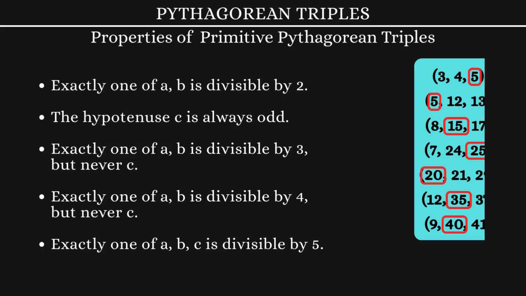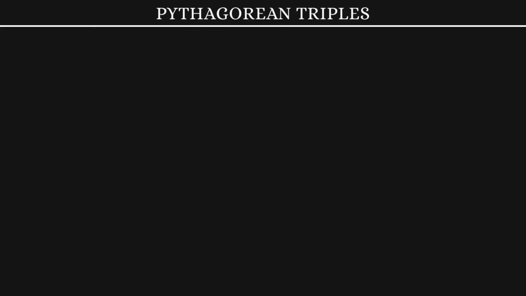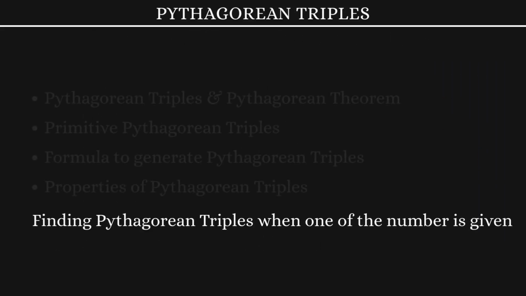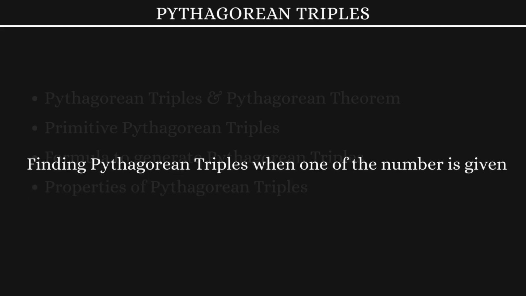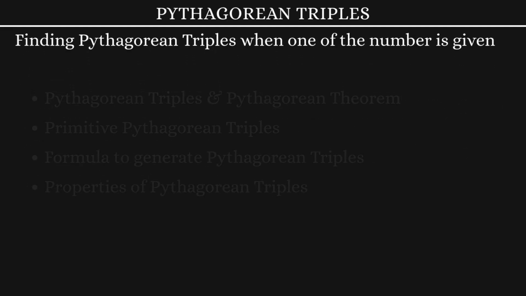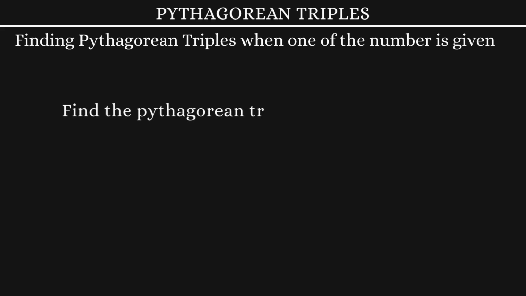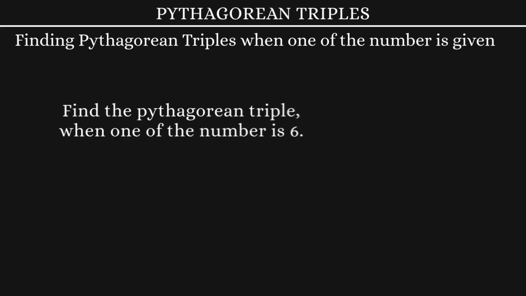With that, we come to the final part of the session, finding the Pythagorean triple when one of the numbers is given. Here we'll study 2 cases. First, when the number is even. For example, find the Pythagorean triple when one of the numbers is 6.